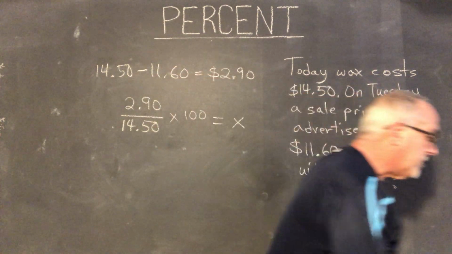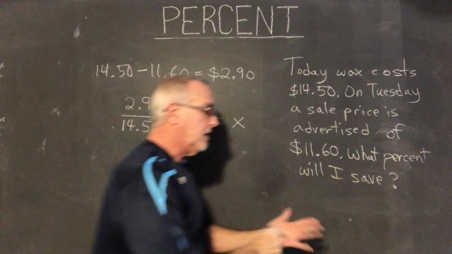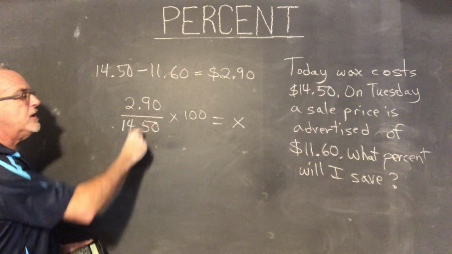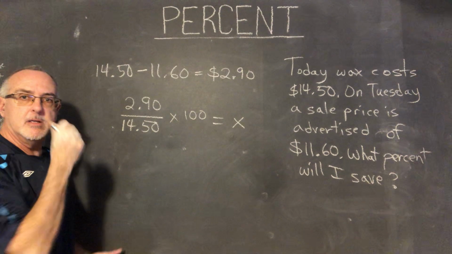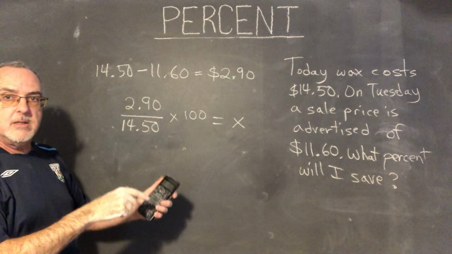290 divided by 1450 times 100, and of course we can use the calculator for this, so I will. But I'll show the steps a little more. I'll do the division and show the answer, and then I'll multiply by 100 as a separate step, because really that is what we do. With the calculator, we can do it all at once.